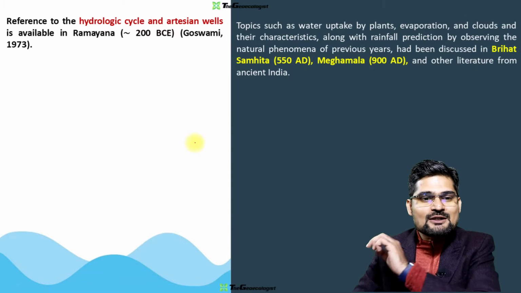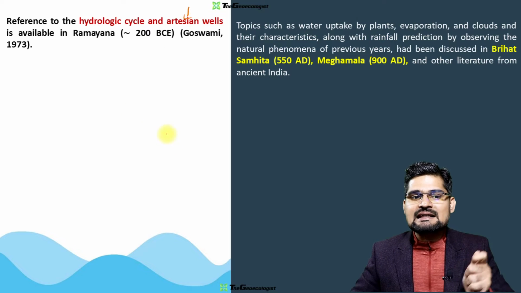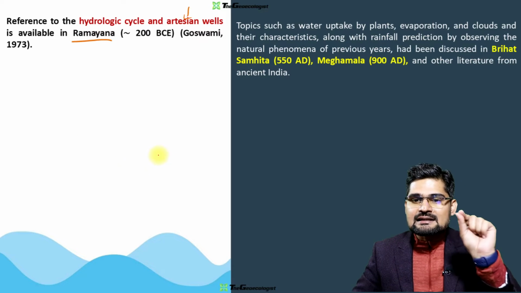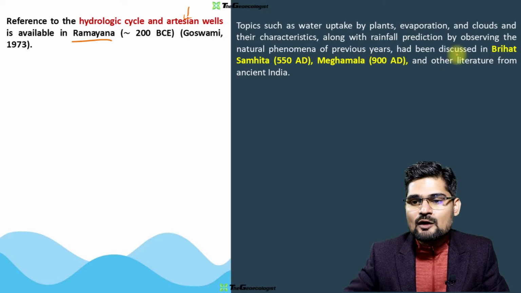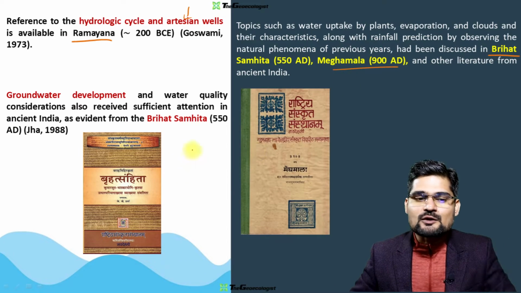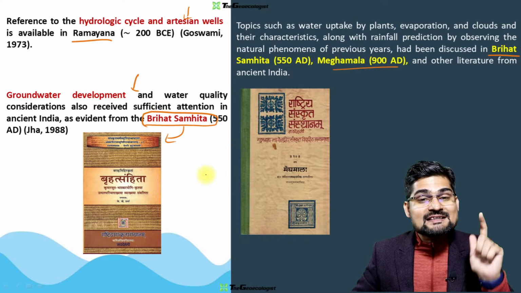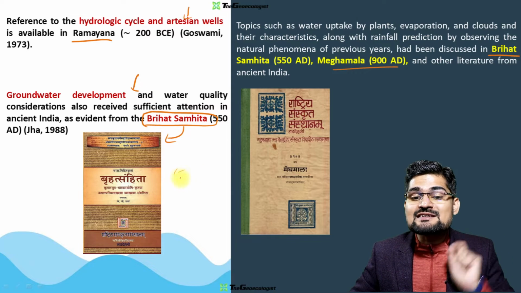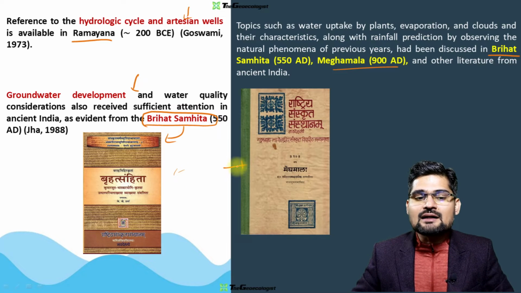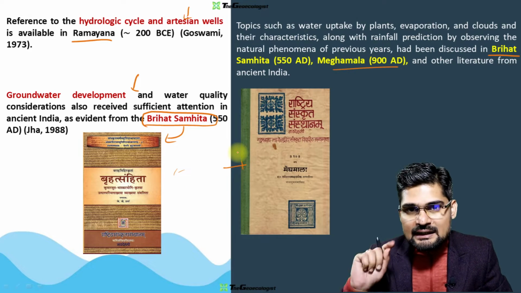So let's look into the reference of the hydrological cycle and artesian wells from different texts. Even the Ramayana has these, and you'll observe Brihad Samhita, Meghmala. These are the texts that we need to look into. Groundwater development is dedicatedly understood by the scholars during the time of Brihad Samhita. Similarly, in Meghmala, the detail of cloud formation, rainfall and several other things have been clearly given.